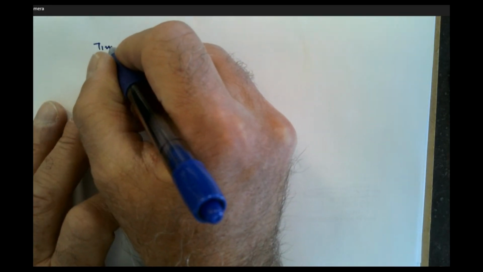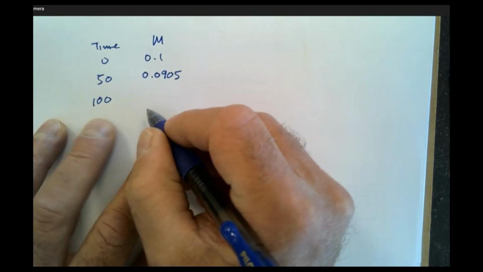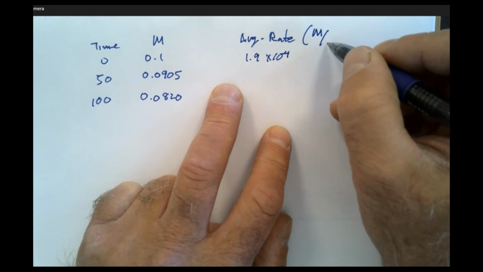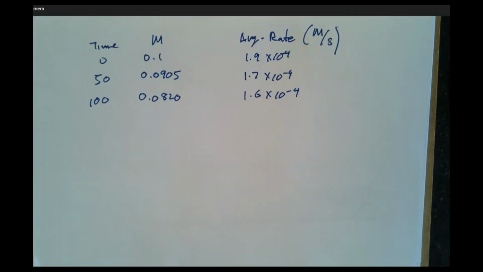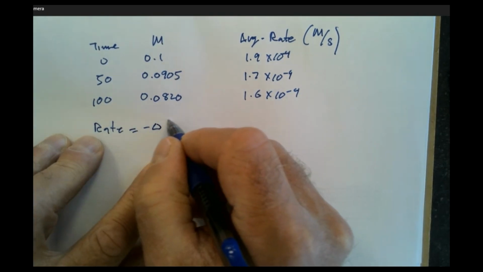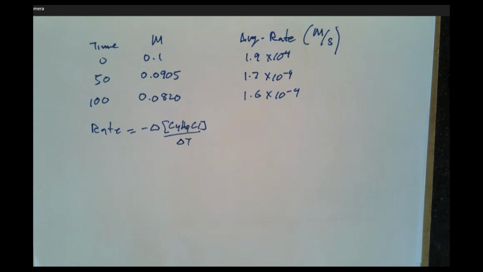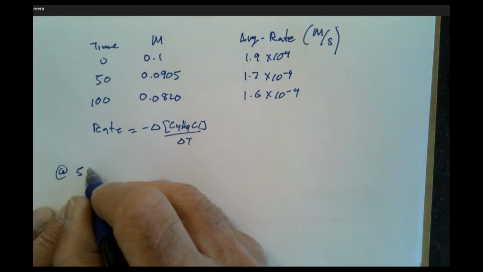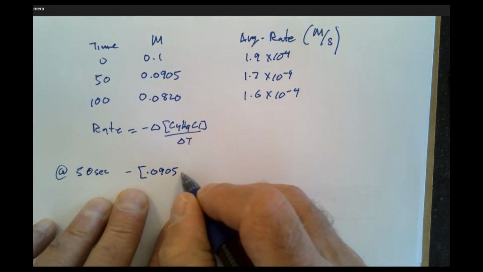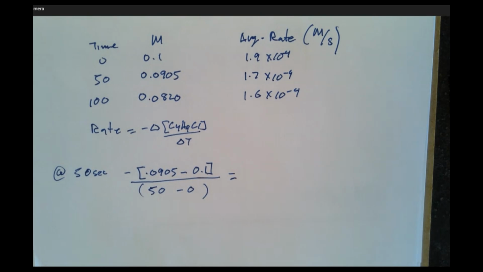But here was our time. Why don't I just put maybe the first three? There's our molarity. And then here we had this thing they called average rate, having the units molarity per second. All right, let's see if we can calculate that rate. We said rate's going to be defined as minus the change in our C4H9Cl per change in time. So I'm going to go here at 50 seconds. I'm going to look up here and say a negative 0.0905 minus 0.1 divided by 50 minus 0. That should equal my rate.